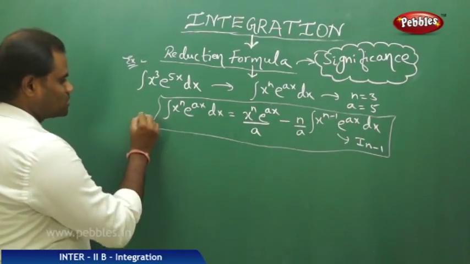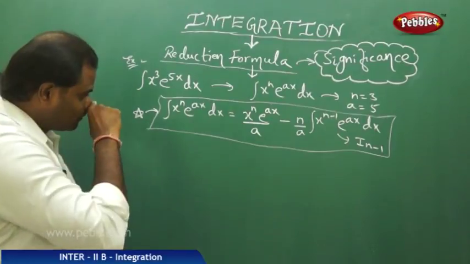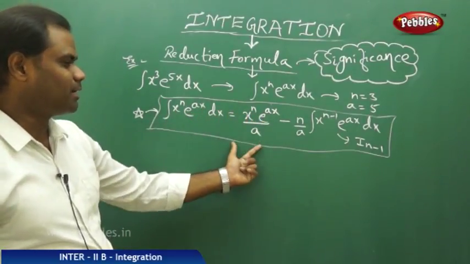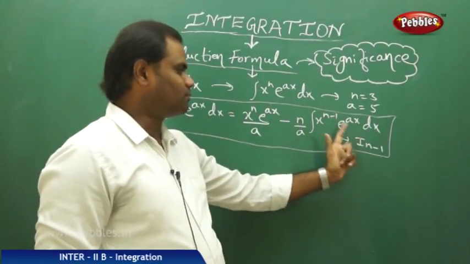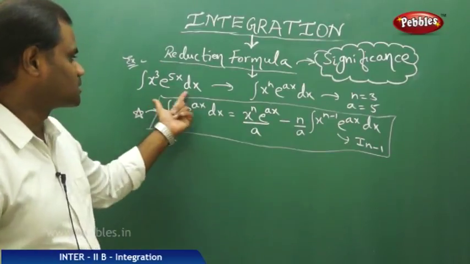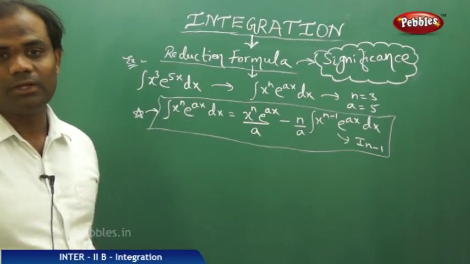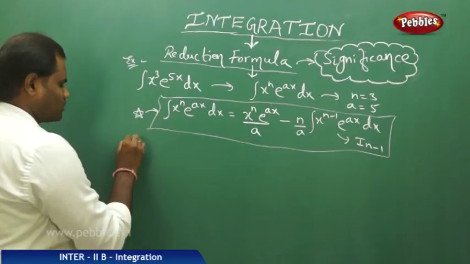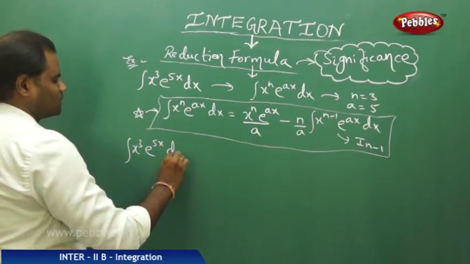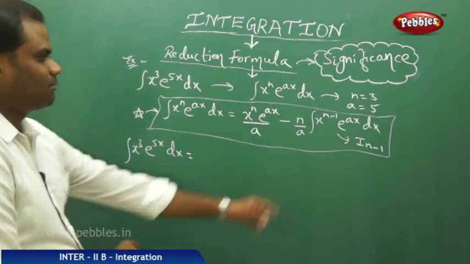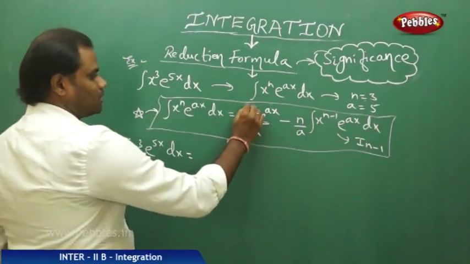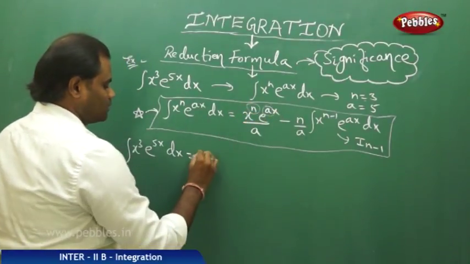Therefore, using this reduction formula of integral x power n e power ax dx, which is equal to x power n e power ax by a minus n by a integral of this, which is I n minus 1. Let's see how I can evaluate this using this reduction formula. So in order to evaluate integral of x cube e power 5x dx, I have my n which is equal to 3 and a which is equal to 5. So n is 3 and a is 5.